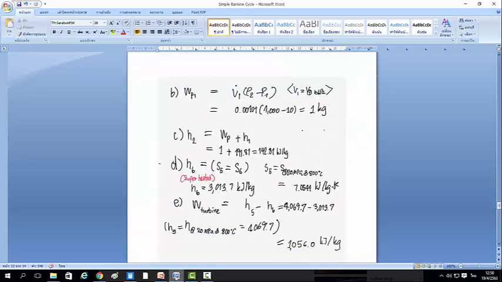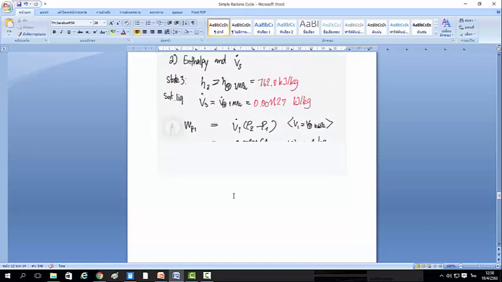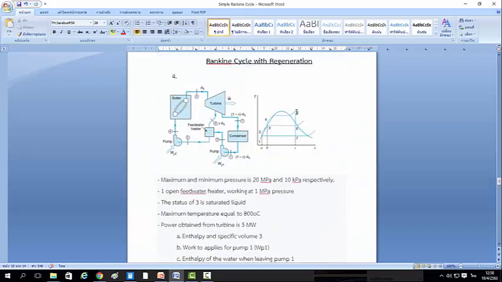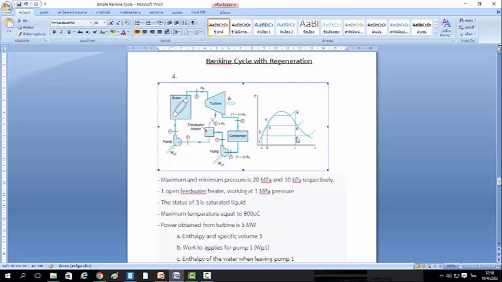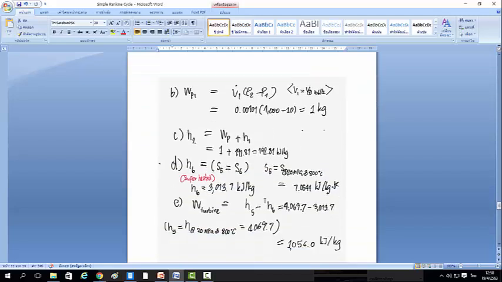So as you can see, S at 5 and 6 is the same entropy, so we can set S5 equal to S6 and find S6 from S5, equal to the entropy at 20 megapascal and 800 Celsius. You can open the table and get this value.